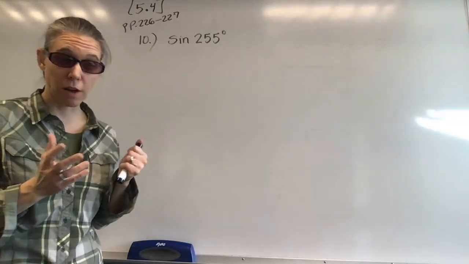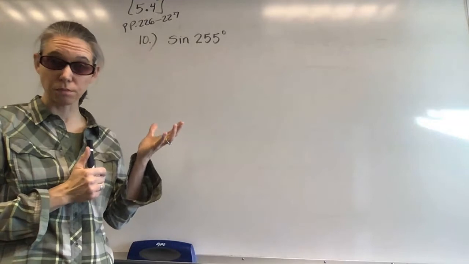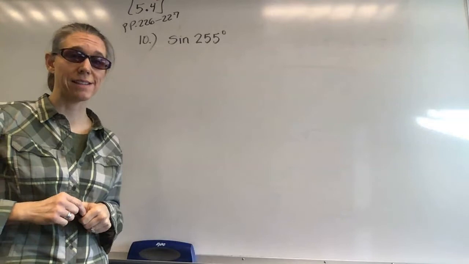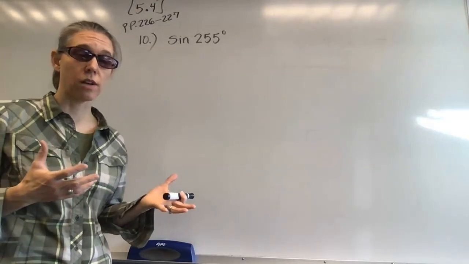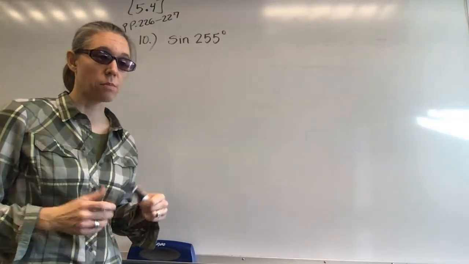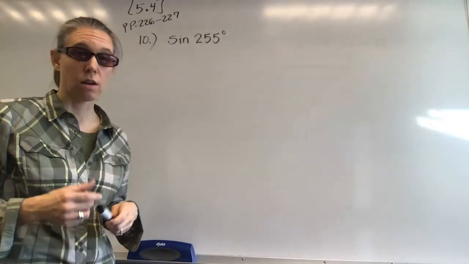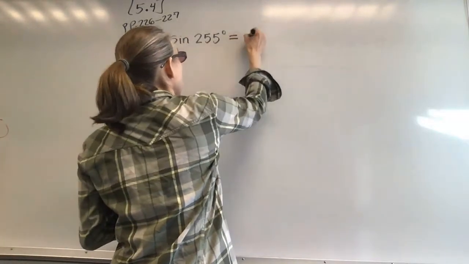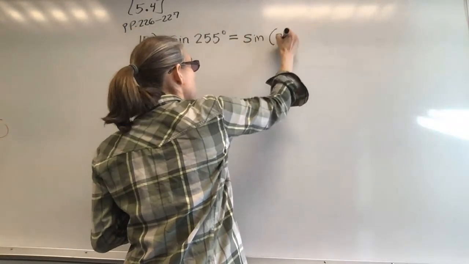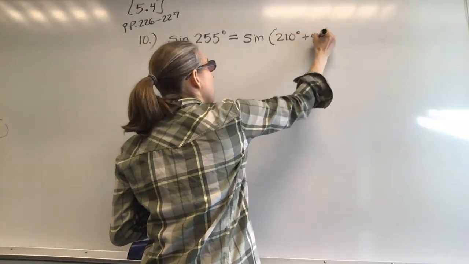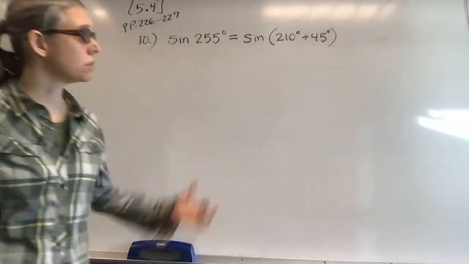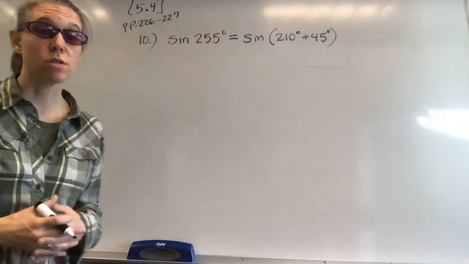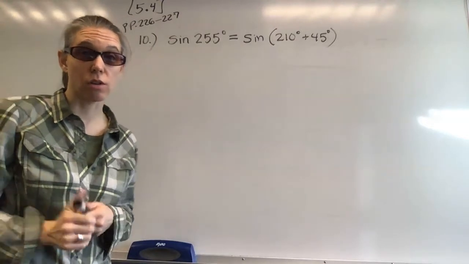Sine of 255 is not on the unit circle, because 255 is not on the unit circle. But 255 is the sum or the difference of two values that are on the unit circle. And it's up to us to choose if we want to use sum or difference. A natural, easy choice would be just to make this equal to the sine of 210 plus 45, since 210 and 45 add up to 255, and both 210 and 45 are on the unit circle.